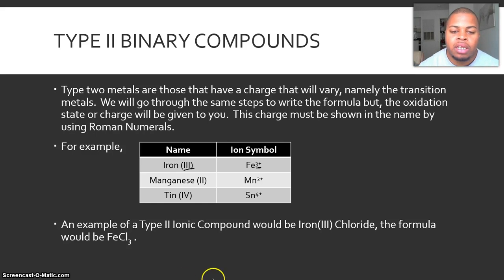Now, let's take a look at this here. If I have an example of iron 3 chloride, so iron 3 tells me that the charge on my iron is going to be plus 3.